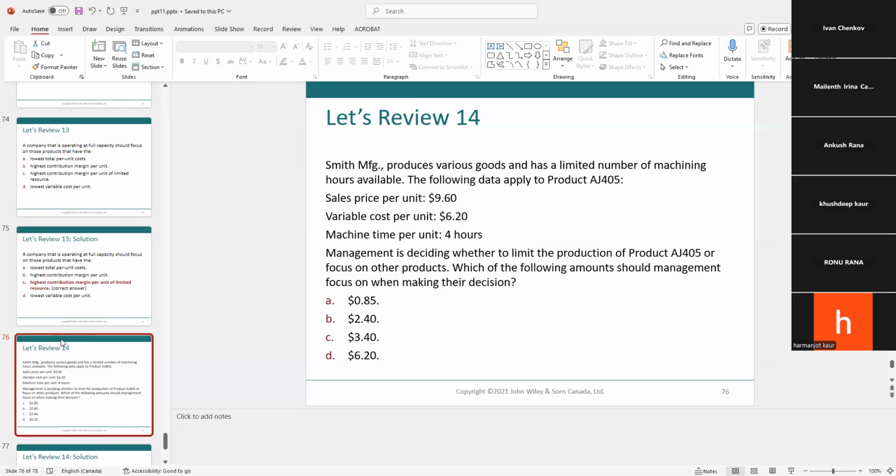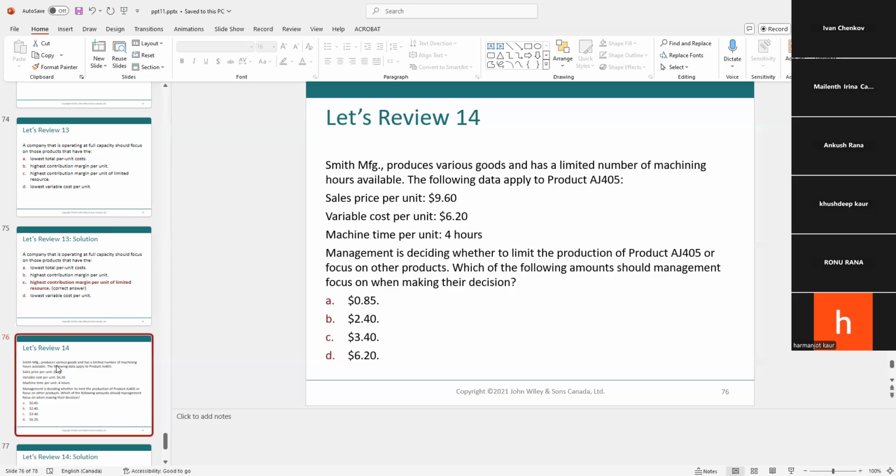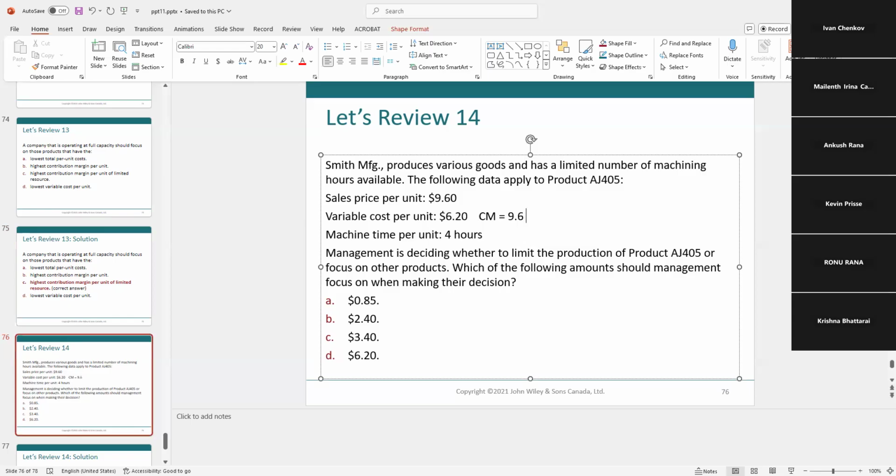So having in mind the answer from here, what do we have to calculate? How much is my contribution margin here? Can you easily tell me how much the contribution margin is? 9.60 minus 6.20, which is 3.40. Is that the number that I should consider? Yes.